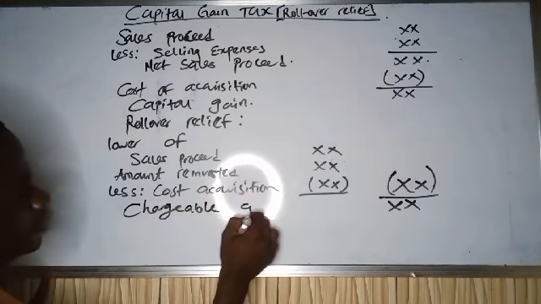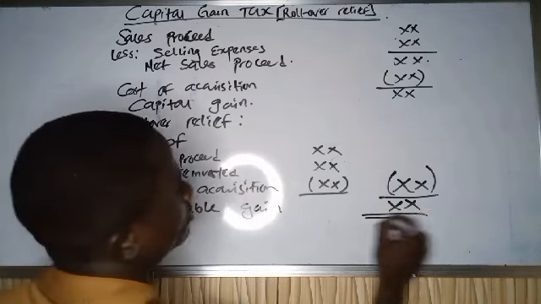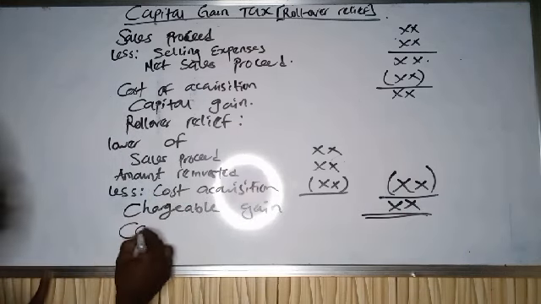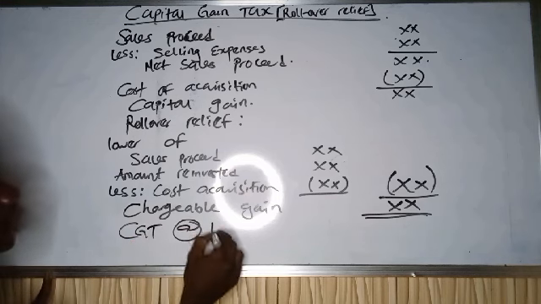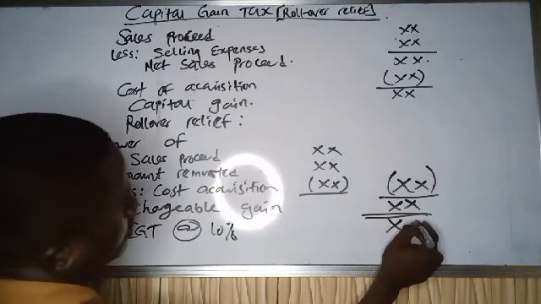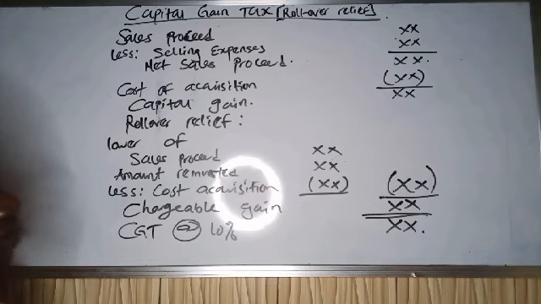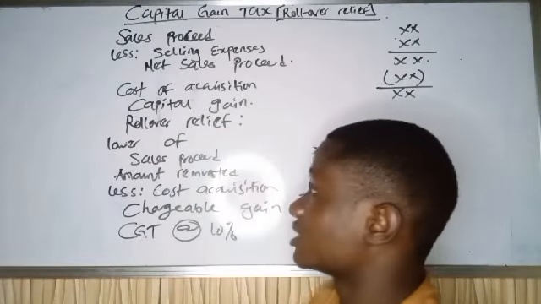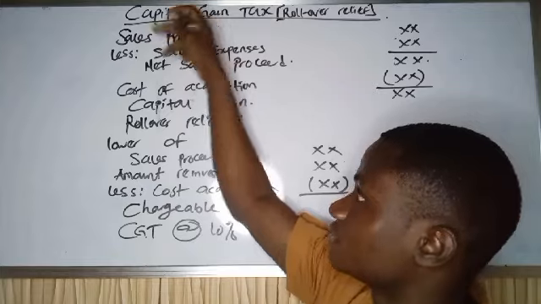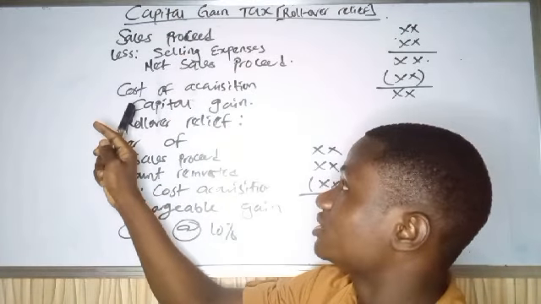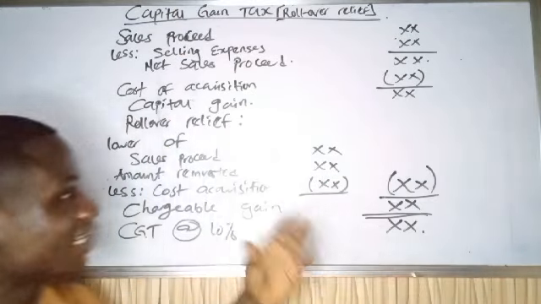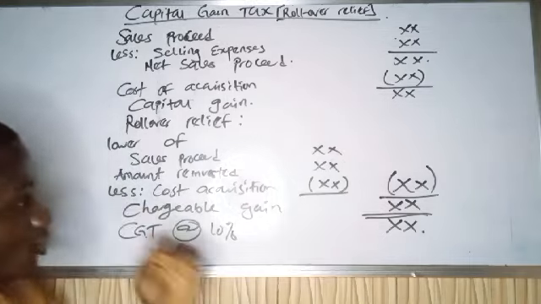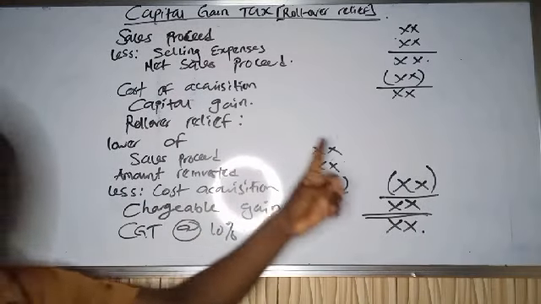So it's from this chargeable gain you now calculate your CGT, capital gain tax, at 10%. Now I want to believe if you have followed my class from the beginning, you will have understood everything from this sales proceed to this capital gain point. So the point where you will be having issues with anything is from this rollover relief.